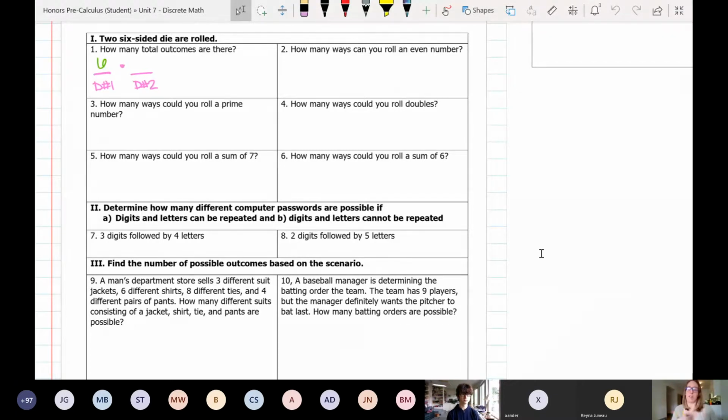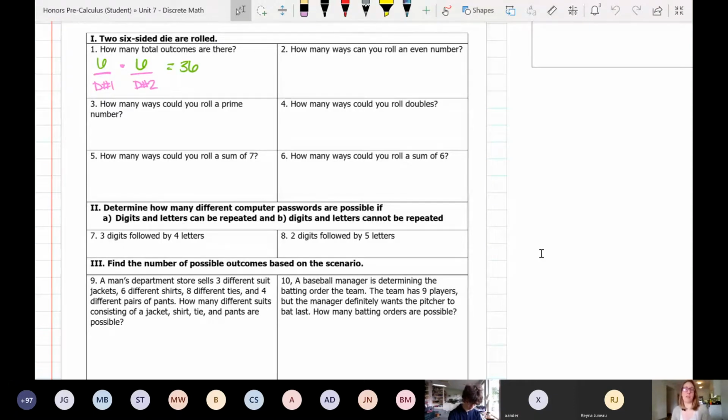Since it just wants me to figure out how many different combinations there are total, right? It doesn't matter what the second dice rolls on. It could roll on anything. So I have 6 more options for the second dice. And then you just multiply and you have 36 total outcomes.